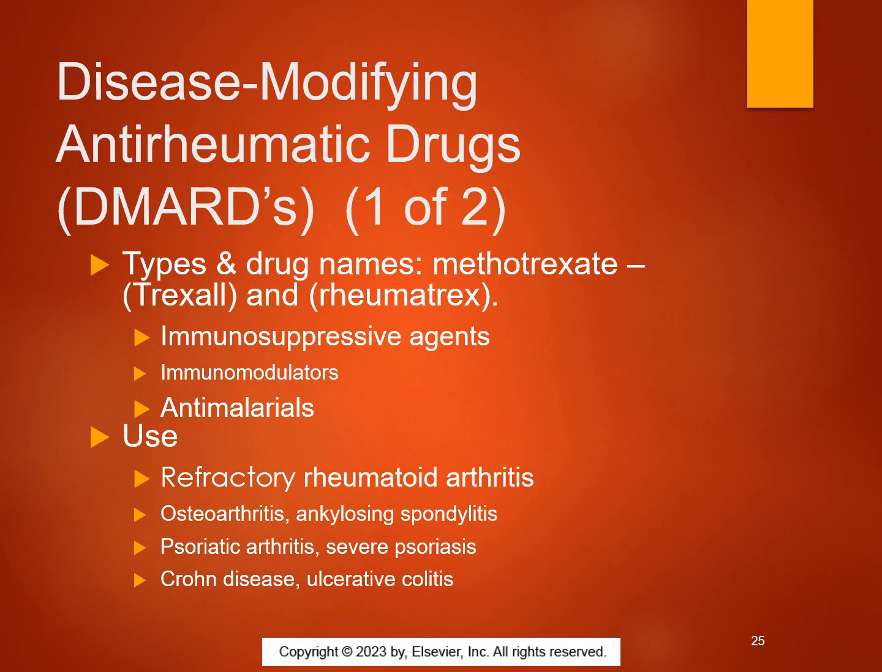Immunosuppressive agents. These drugs reduce an overactive immune response that is attacking the body's own tissues. Methotrexate, if you've ever heard of that medication, falls under this category, and it's used when inflammation is immune-driven.